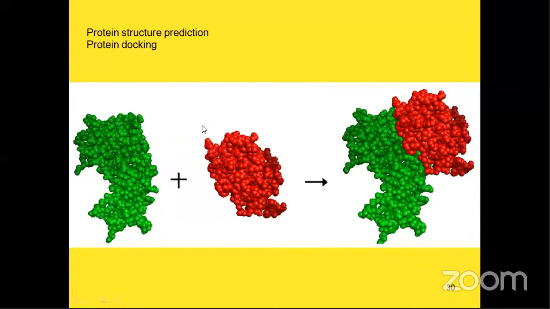The next portion, another fundamental aspect of bioinformatics, is structural bioinformatics, that is protein-protein docking. Protein-protein docking means the identification of the binding interactions between a protein and a target.